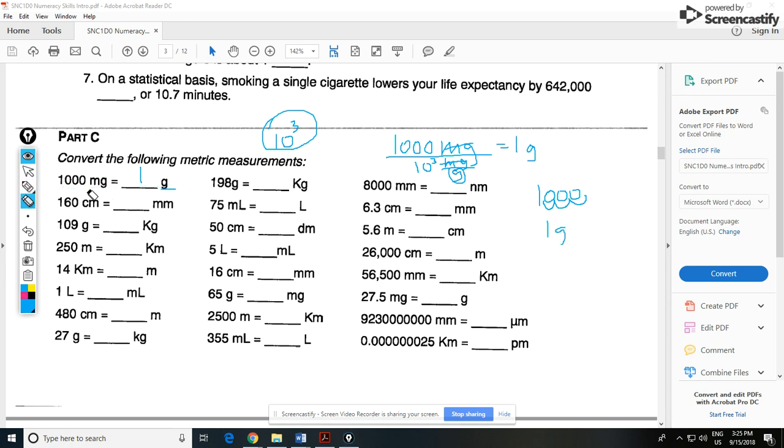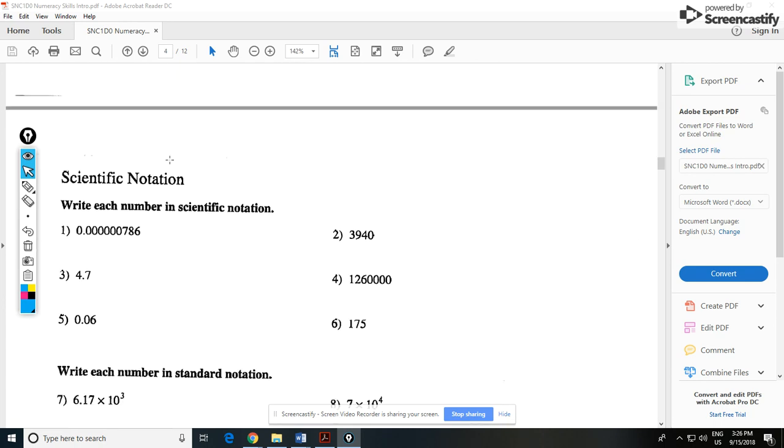And so you proceed in a similar fashion for all of these different units of measurement as you would have seen in the measurement video. So you keep going down, and then you get to scientific notation next. There's a video on that, and you have to write the different numbers in the scientific notation format.